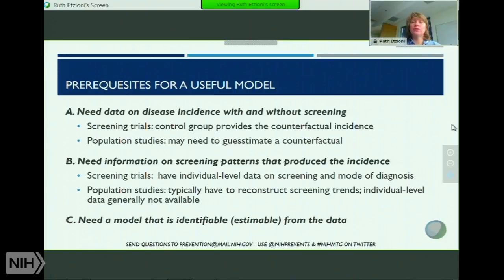But what are the prerequisites for a useful model? Well, we actually need incidence with and without screening. The incidence without screening is not enough. We need the incidence also with screening, and we need to be able to compare the two. And so we have the same problem when we're in a population setting, that we might not have a good estimate of incidence without screening. You might not have that counterfactual. But in trials, again, we will have a control group, which hopefully can give us that information. So we need data on disease incidence with and without screening.